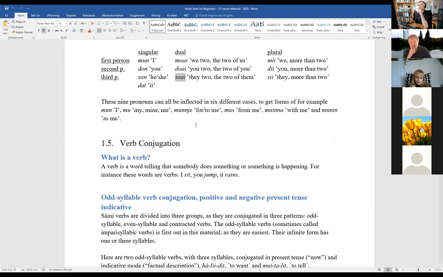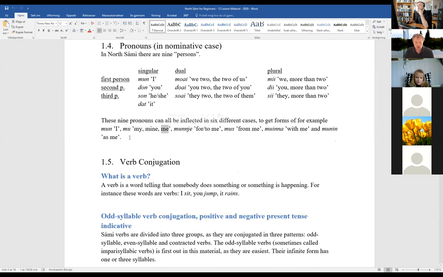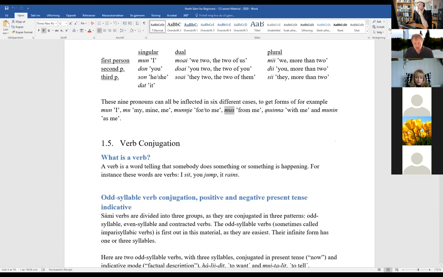Thank you very much. This is mon. You can inflect this in different cases. So mon is I, and then mu means my, mine or me in accusative. And then munnje for me in illative, mus from me, and muinna with me, comitative, and munin, essive. I just run through them quickly. We will look at them more later, but I just mentioned it here already.